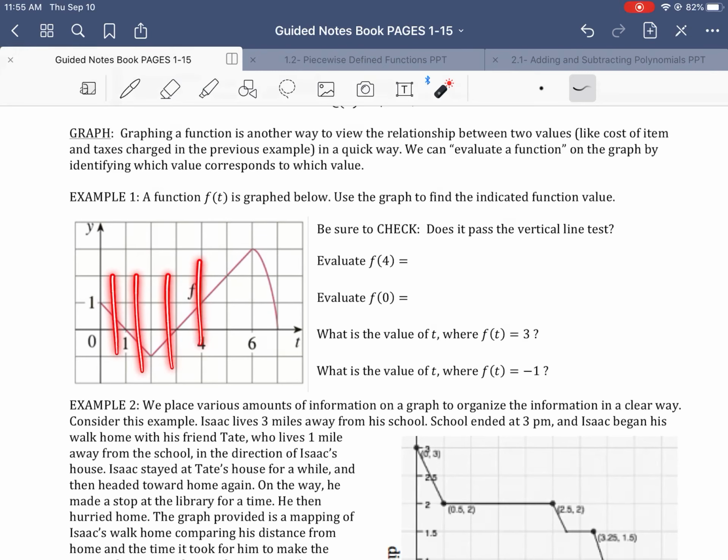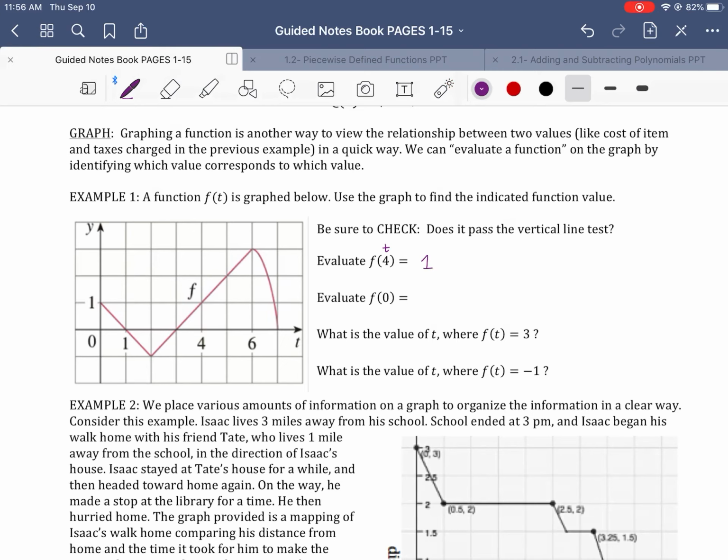Now notice it passes the vertical line test. If I were to draw vertical lines on here, each one of those only touches the function once, so we're good. And it asks us to evaluate, first of all, f of 4. Now remember, this is the function f of t, so it's saying when t is equal to 4, so let me get a different color, right? When t is 4, what is the function value? So I come over on my t line until I find t is 4. And if you look up here, the function value is at 1. When t is 4, we're at 1. So our output here is going to be 1.